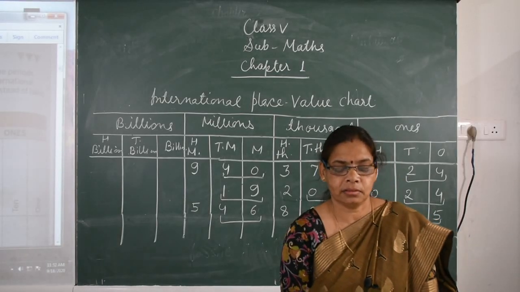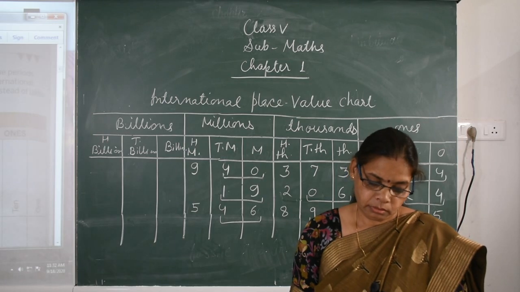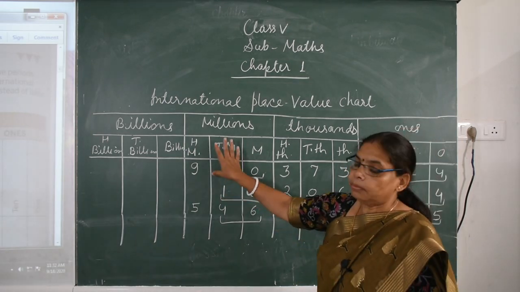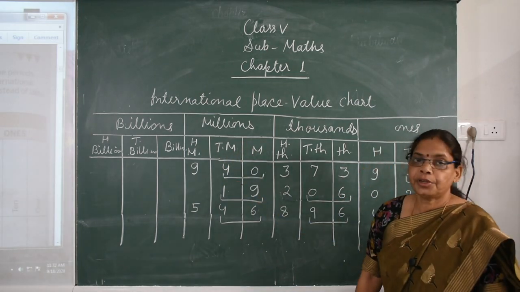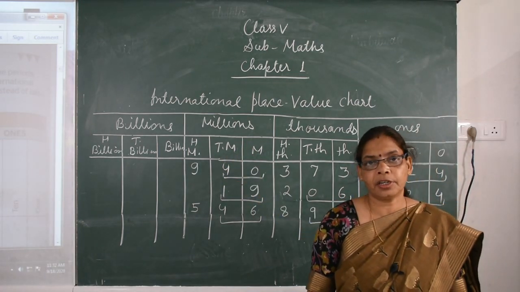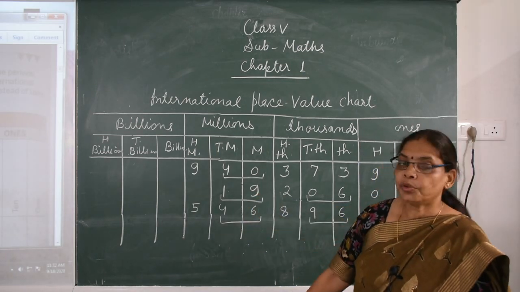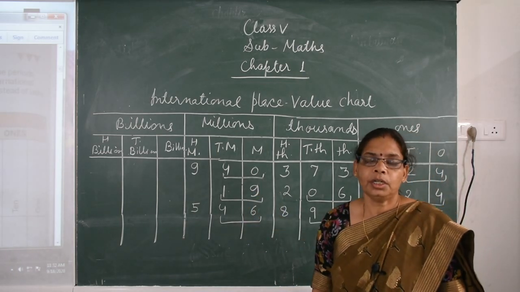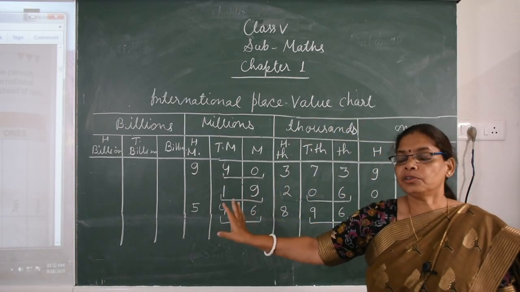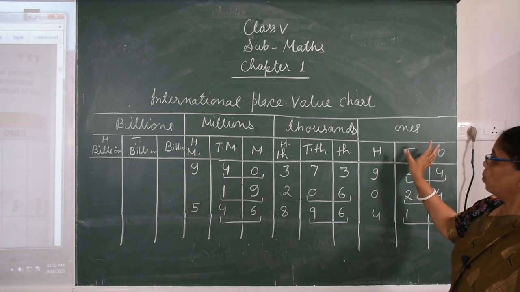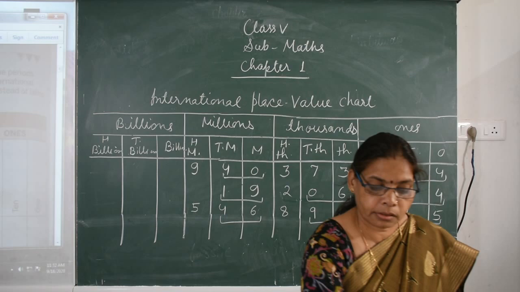Good morning, students. In the previous video we learned the Indian place value chart and how to read a number according to the Indian place value system. But in this video we learn how to read and write a number according to the international place value system. In the international place value system, children, there are 4 periods: ones, thousand, millions and billions.